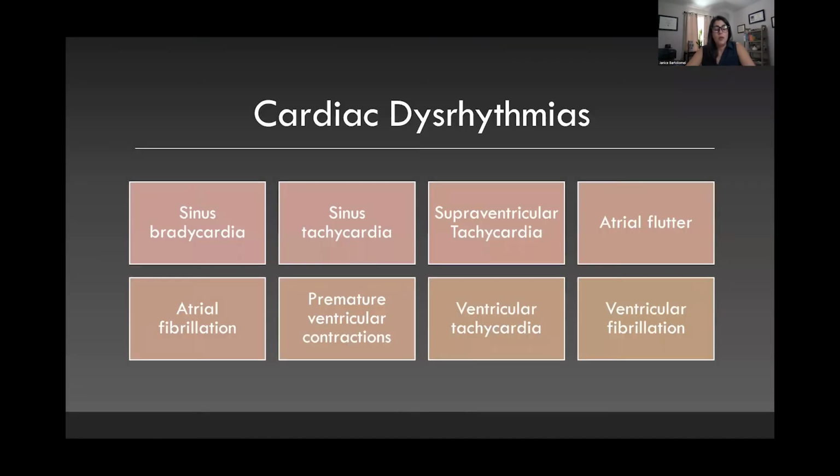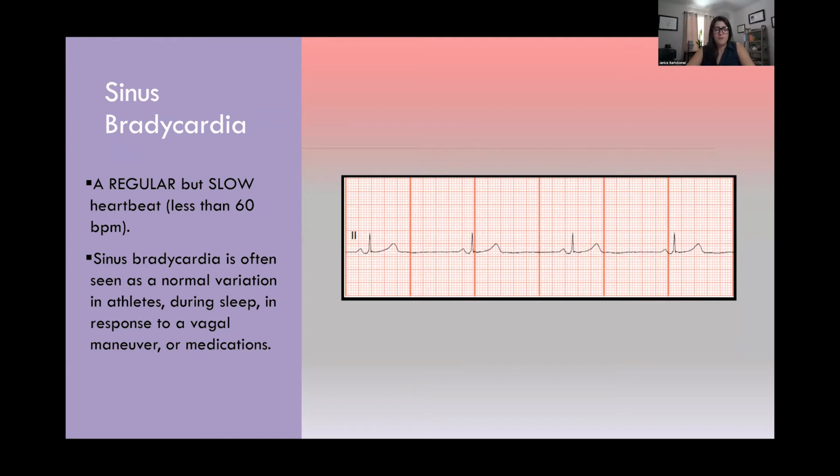Now let's go over the cardiac dysrhythmias. So cardiac dysrhythmias are considered sinus bradycardia, sinus tachy, supraventricular tachycardia, A flutter, A fibrillation, premature ventricular contractions, PVCs, and we're also going to talk about premature atrial contractions, PACs, ventricular tachycardia, and ventricular fibrillation. So let's go one by one.